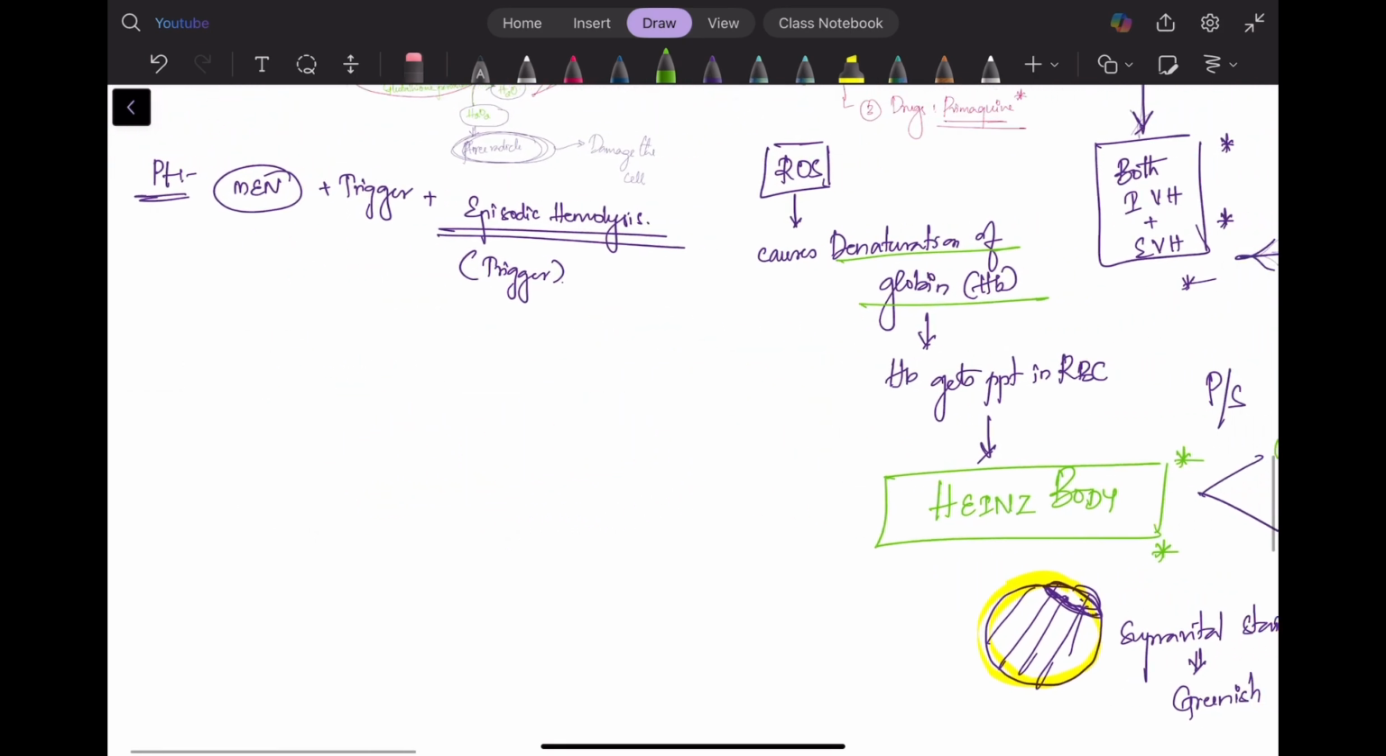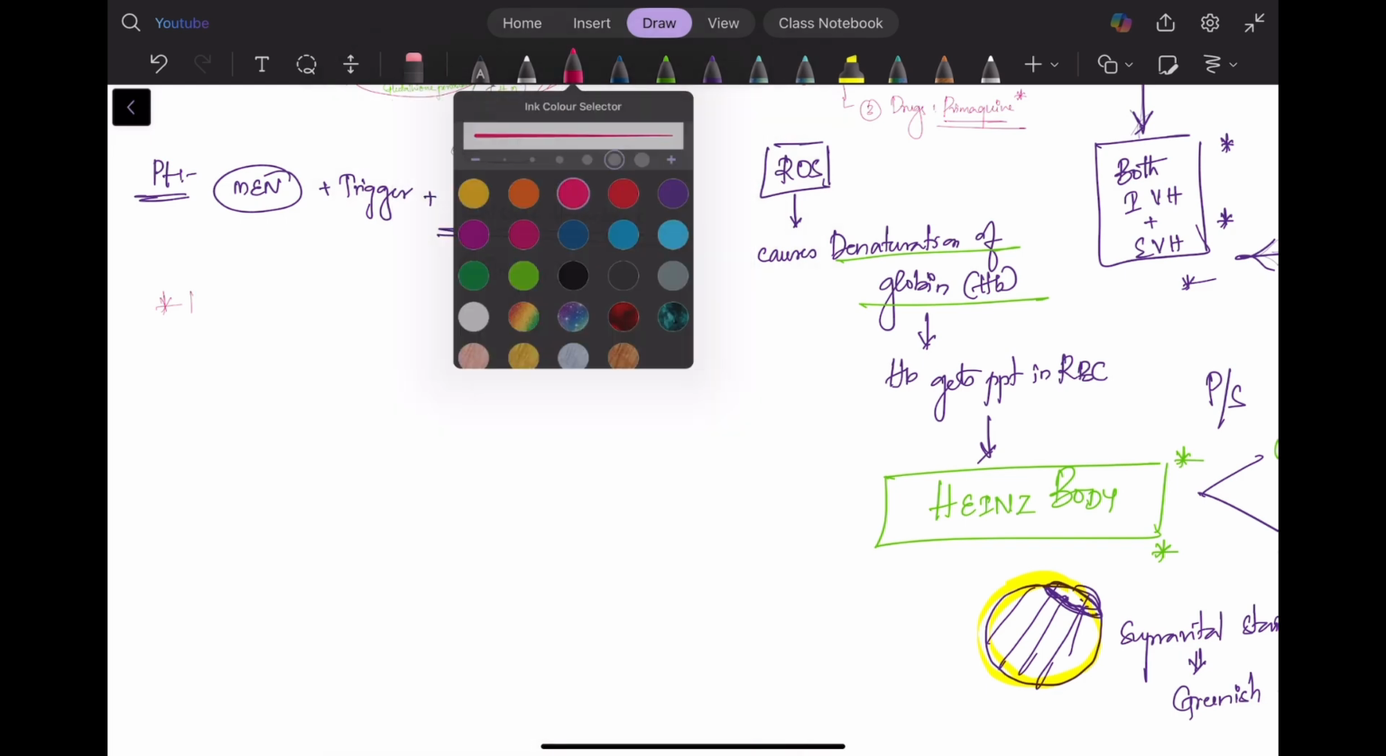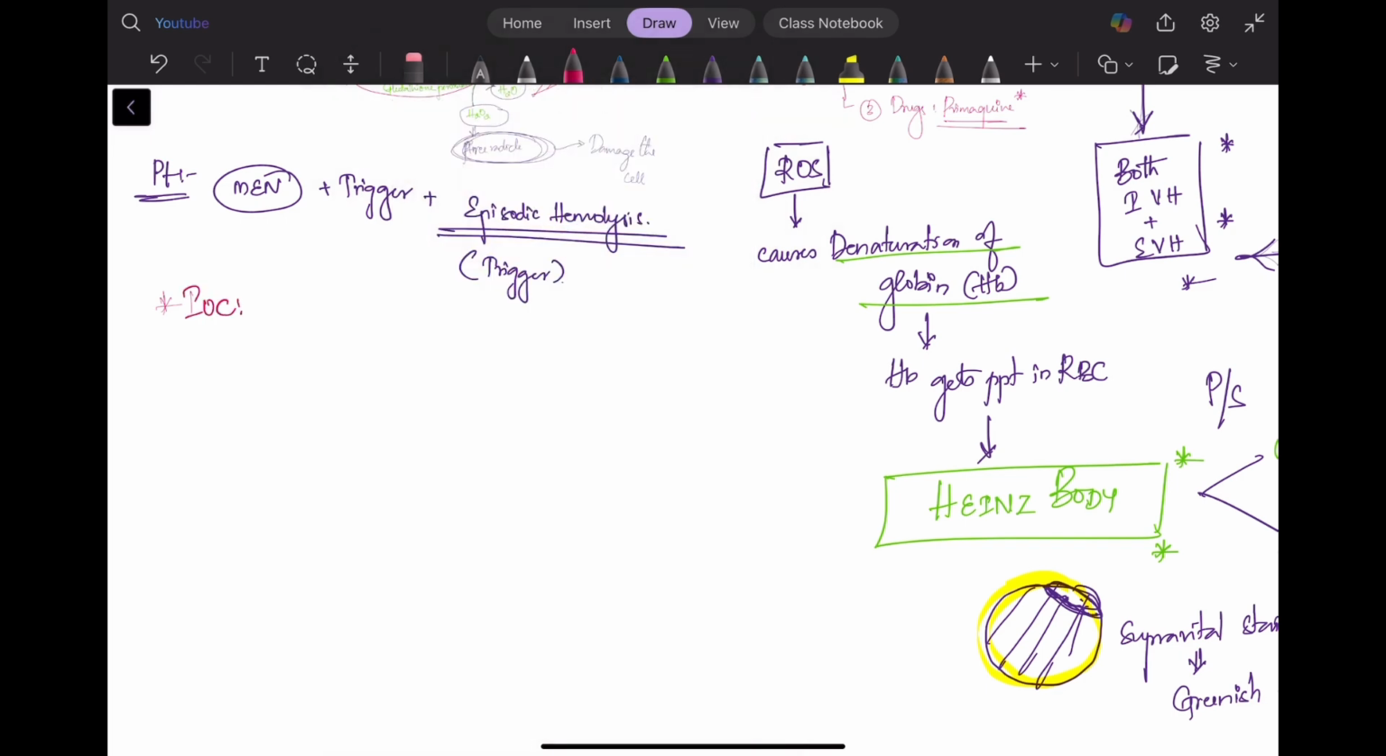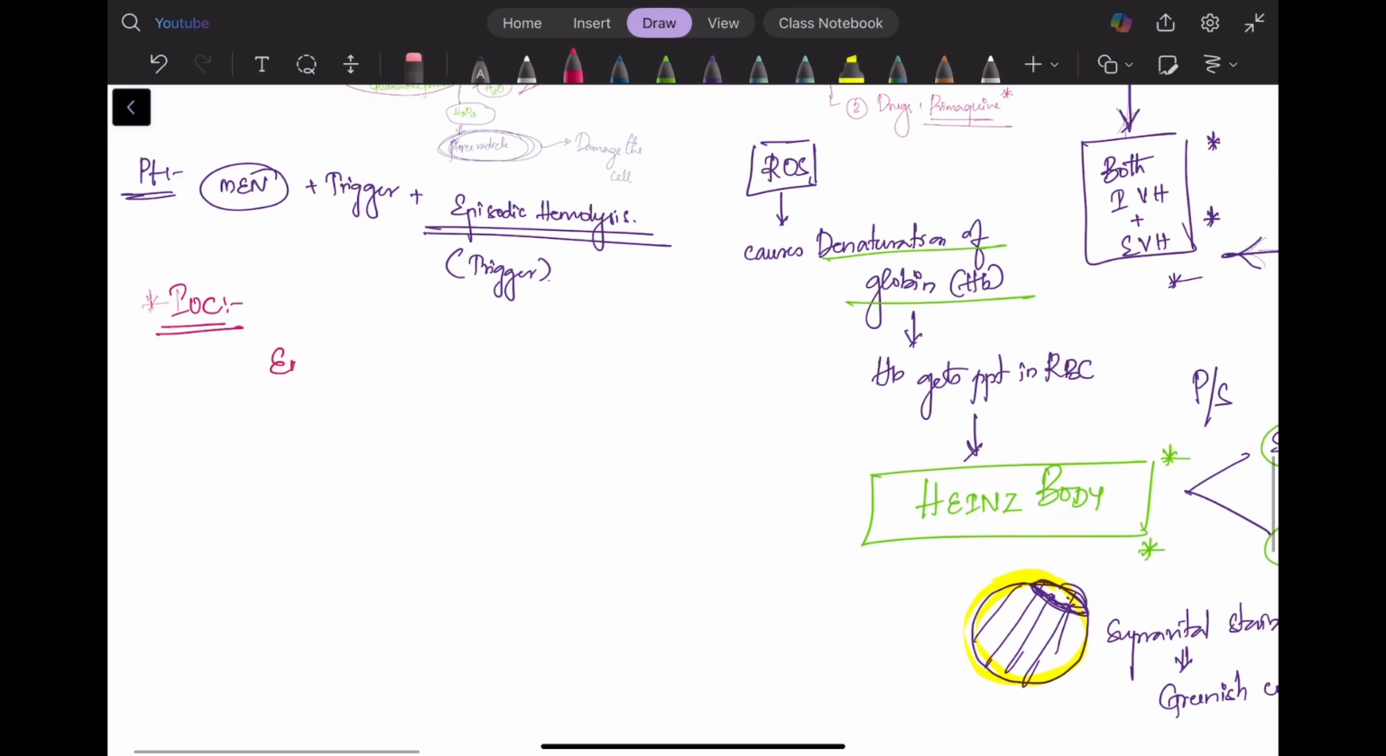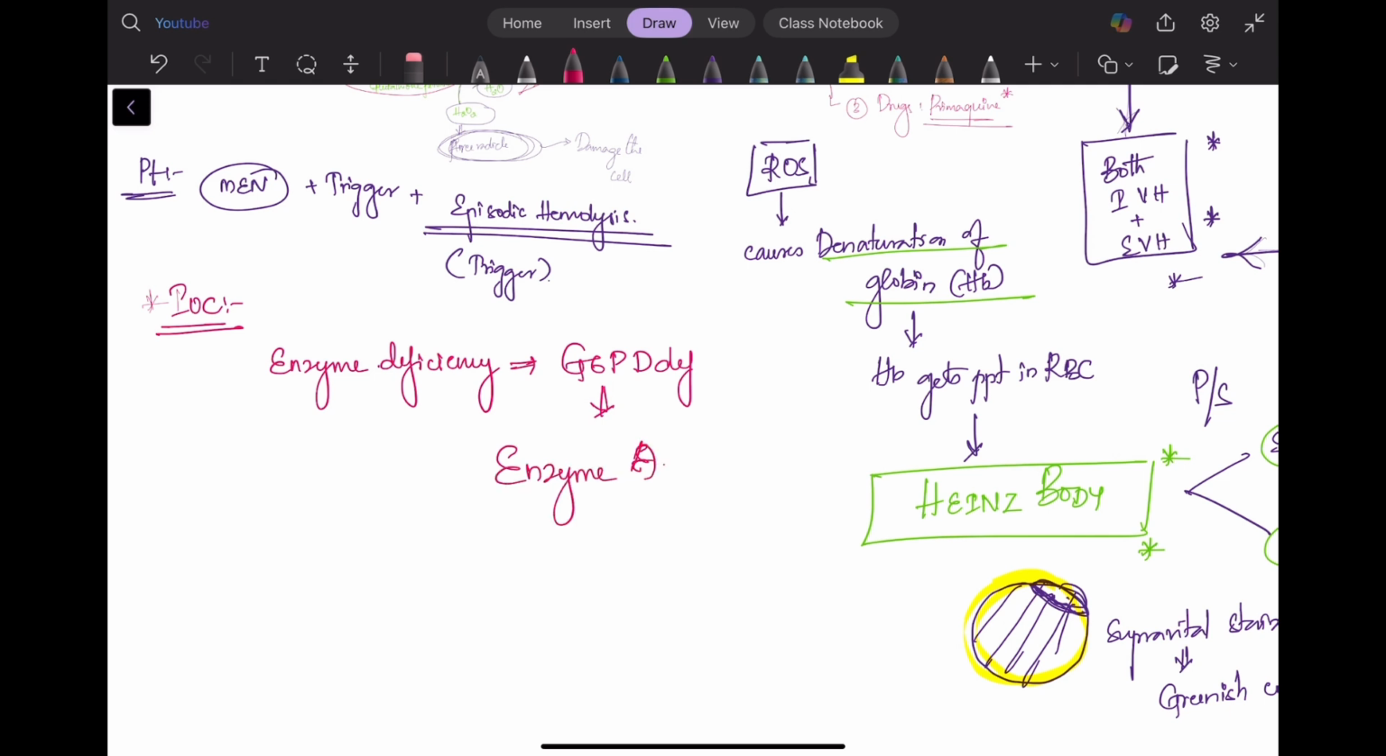Then we have the investigation of choice. What may be the investigation of choice? Anyone? Yes, we have an enzyme deficiency which is leading to this problem, so we have to do enzyme analysis.